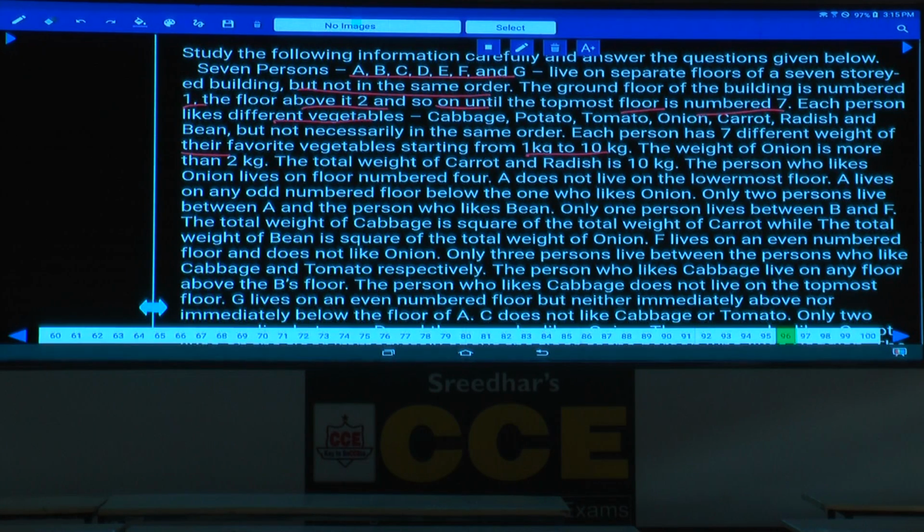The weight of onion is more than 2 kgs. The total weight of carrot and radish is 10 kgs.